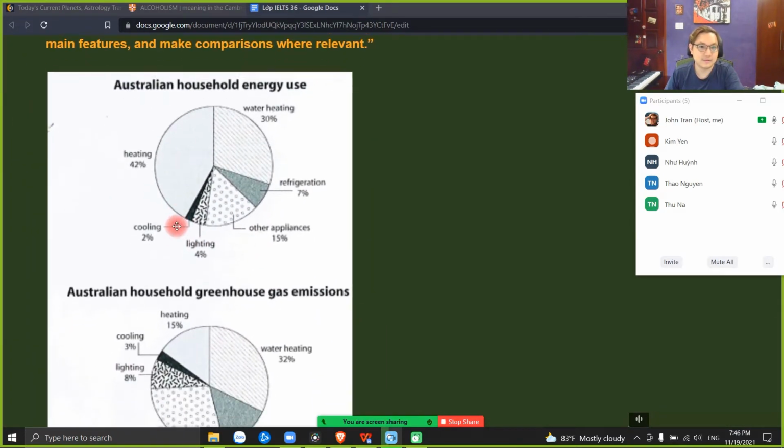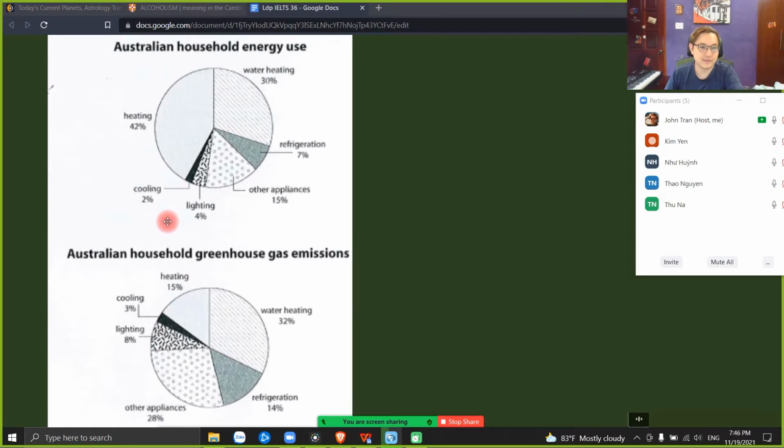When I copy it, the quality is not that great, but we can see it here. Now, this is Australian household energy use. You can see heating is 42%, but water heating is 30%.